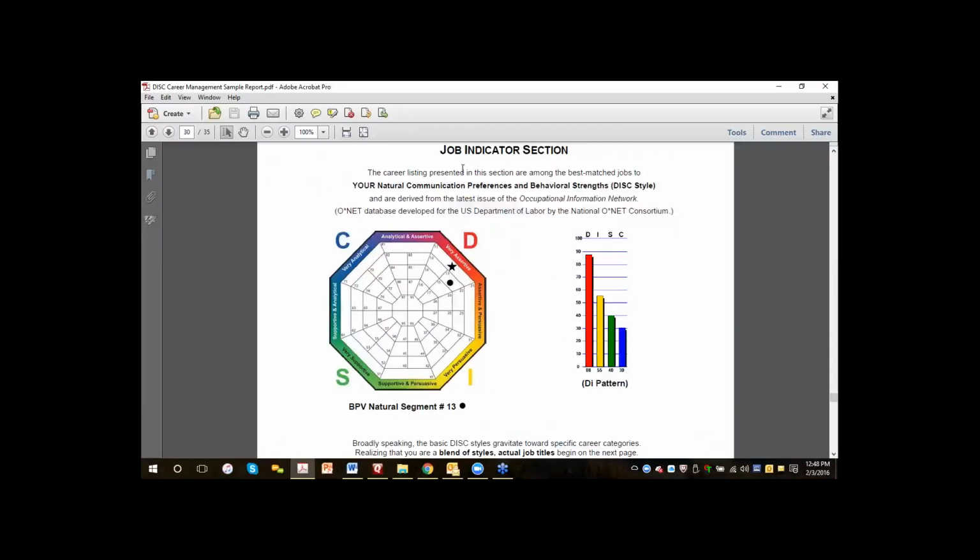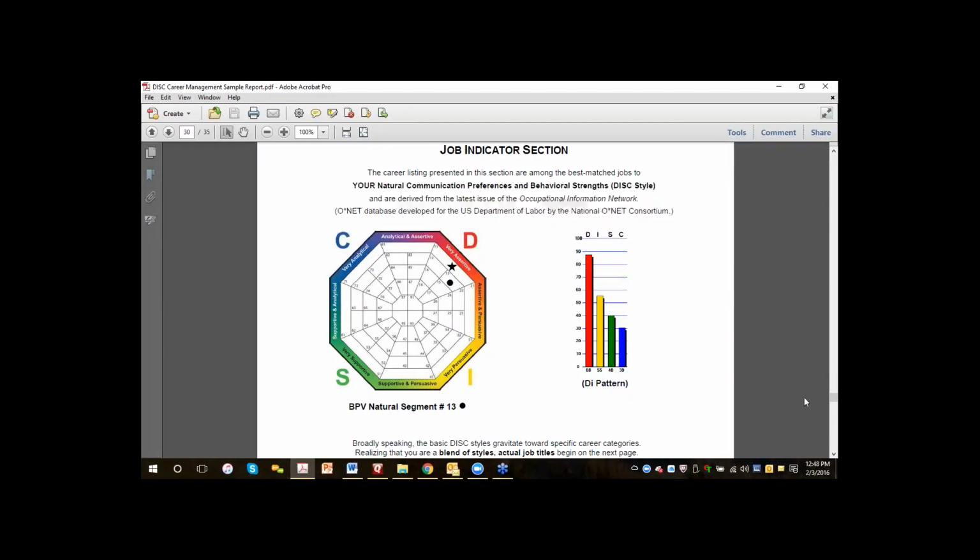But this next page, I will tell you that the jobs that it selects are based on where the circle is. That's your natural segment. So this one is in segment 13. Here's the beauty of this. There are 60 numbers in here. Wherever that circle is, it's going to pull up a whole different set of possible jobs that are conducive to that style.